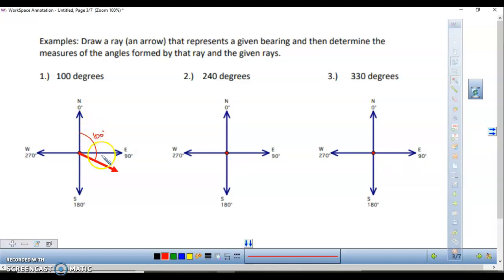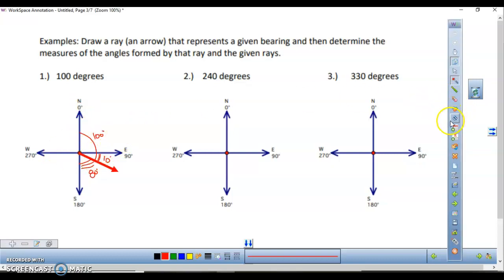If this is a 100-degree bearing, I started at north and went 100 degrees clockwise. That leaves 10 degrees for this little angle because I went 10 degrees past 90 to get to 100. And I'm 80 degrees shy of 180, so this would be 80 degrees. So I went 100 degrees, drew my bearing: 100 degrees is 10 degrees past 90, and it's 80 degrees prior to 180. The other thing to remember is that these two angles are complementary, so they add to 90 degrees, because the north-south line and the east-west line are perpendicular to one another.